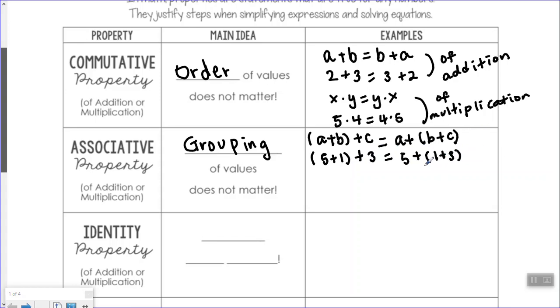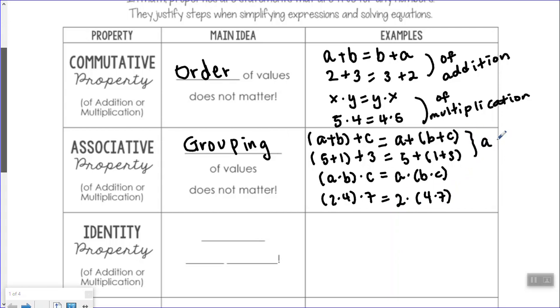So these are addition. Now you have multiplication. A times B grouped together times C equals A times B times C. 2 times 4 times 7 is equal to 2 times 4 times 7. So again, these are addition, associative property of addition. These are multiplication.